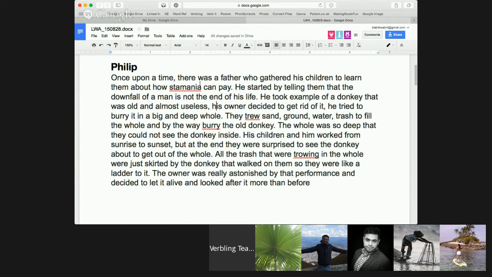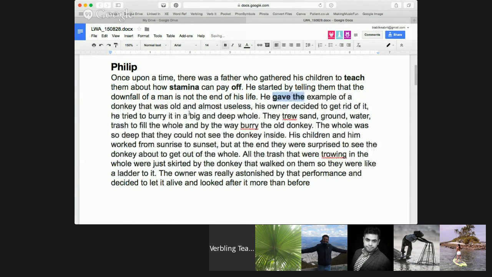Okay, so once upon a time, there was a father who gathered his children to teach them. A teacher teaches, right? Yes. And a student learns about how, I think, do you mean stamina here? Stamina? Yeah. Like to keep going, you mean? Yes. Pay off might be better because it means you get a reward, right? He started by telling them that the downfall of a man is not the end of his life. Perfect sentence.